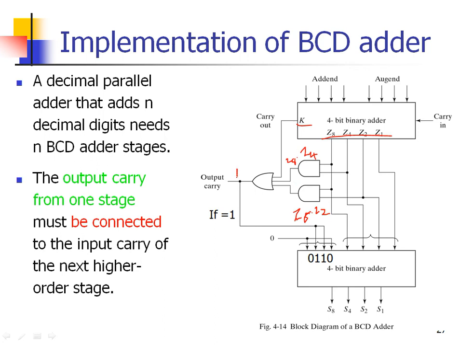If the output is 1 in this case, simply perform an addition with 6. In all these cases, we need to perform an addition with 6 with your binary adder. That is what your final BCD adder is. So the output carry from one stage must be connected to the input carry of the next higher order stage. Here the decimal parallel adder that adds n decimal digits needs n BCD adder stages. Thus this implementation of BCD adder is well understood. Thank you.